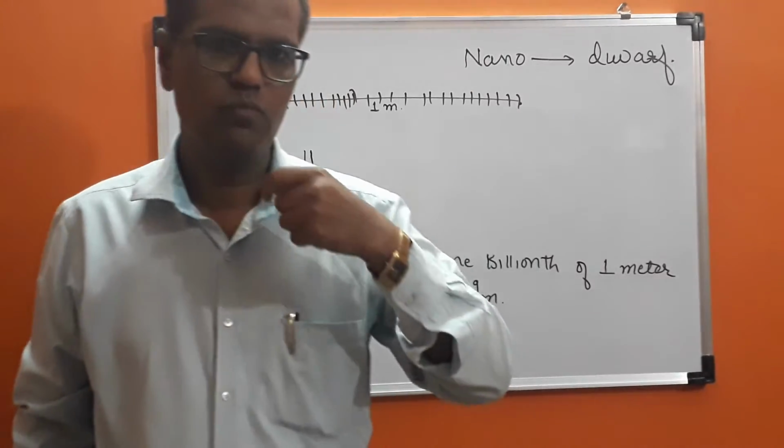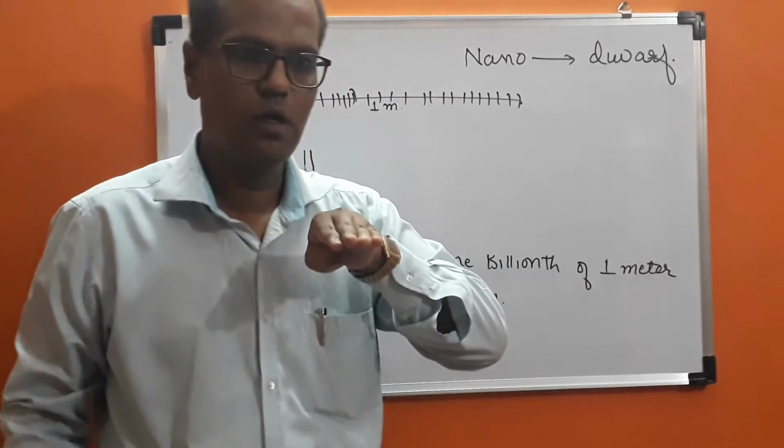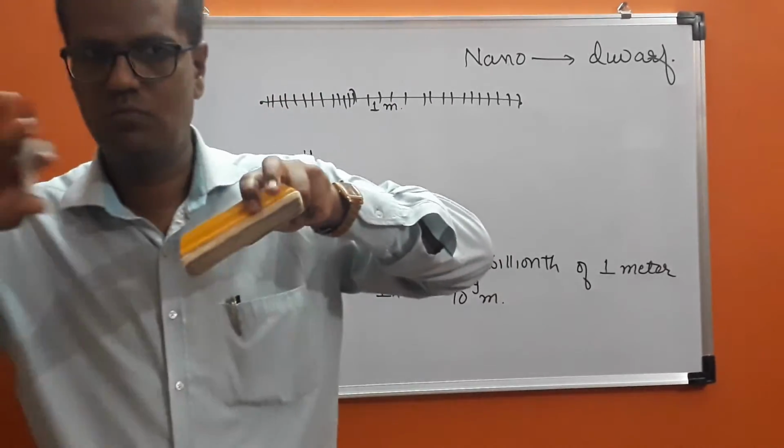For example, you have 100 crores. Out of that 100 crore, let us remove 1 rupee aside.